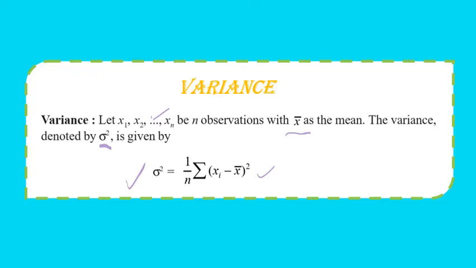Okay, so first we need to find the mean, that is x bar. Then we have to find the difference of the observation and the mean, that is xi minus x bar. Then we have to find the square of the difference, that is xi minus x bar whole square. Then we have to find the sum of all the differences divided by n. This will be the variance of the given observations. Clear? So pause and note down the formula.